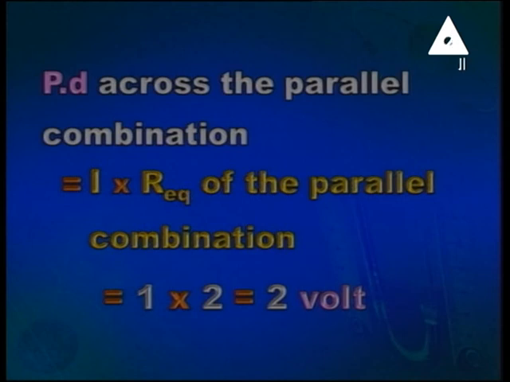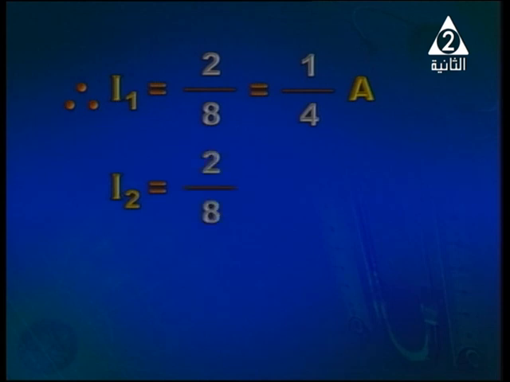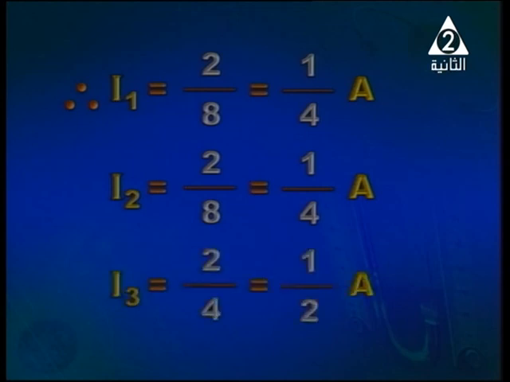Now it's all easy to calculate the current through each resistor. So I1 is equal to the voltage over the value of the resistance, 2 over 8, which is 1 over 4. The same for the other 8 ohm resistor. 2 over 8, it is 1 over 4. And 2 over 4, it is half ampere.